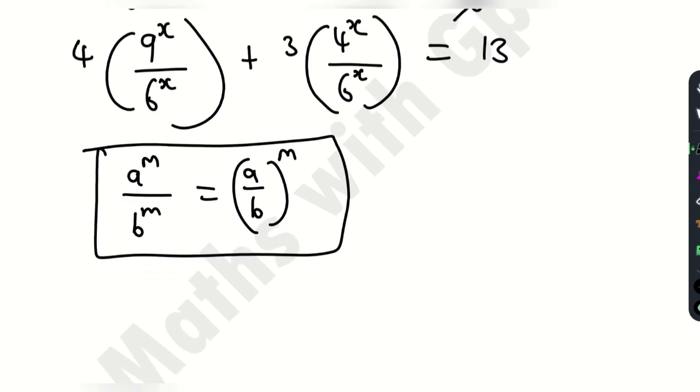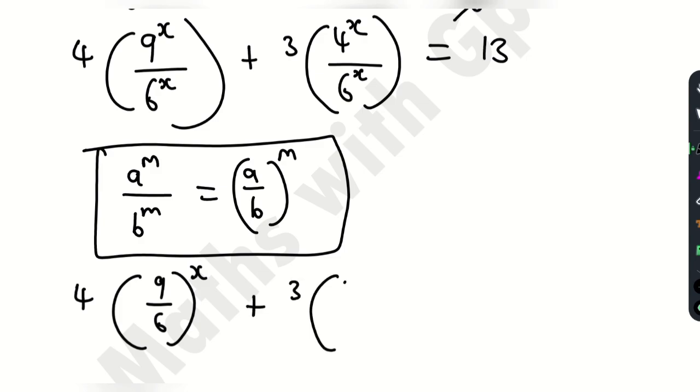So I'm going to have what? 4 bracket 9 over 6 close bracket raised to the power of what? X. Good. Then plus 3 bracket 4 over 6. I'll do the same thing here. Raised to the power of what? X. And this is equal to 13.